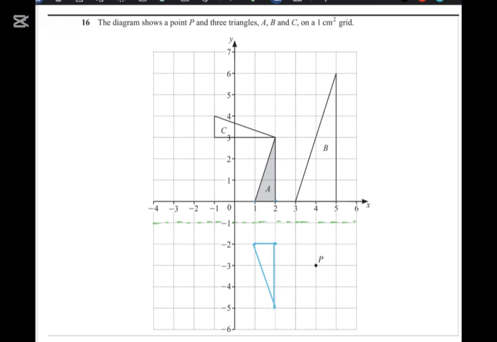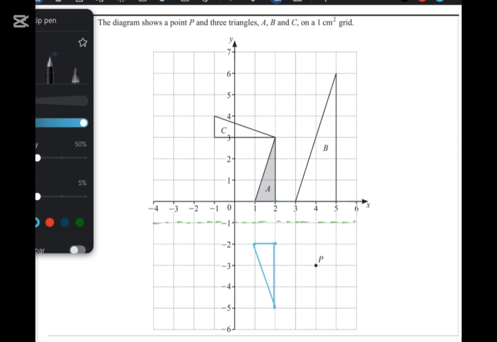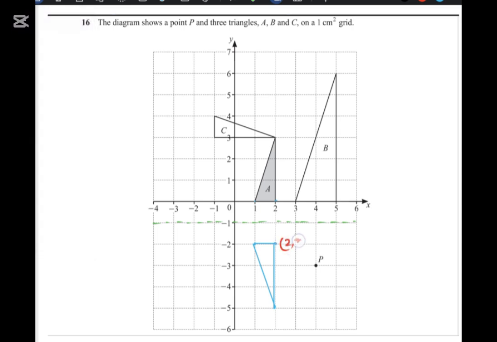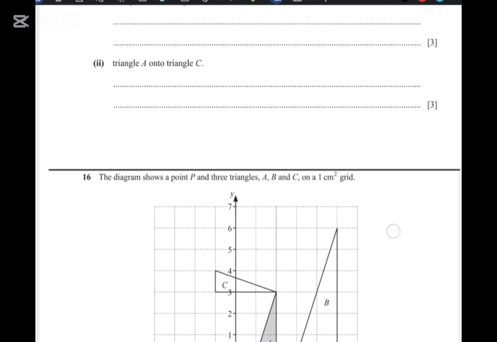And write the coordinates now. This is 2, minus 2. This one is 2, minus 5. And this is 1, minus 2. This is the reflected triangle. Next question, question B.